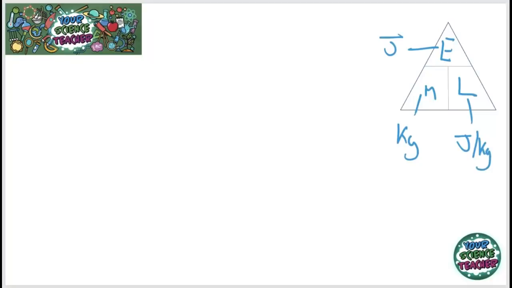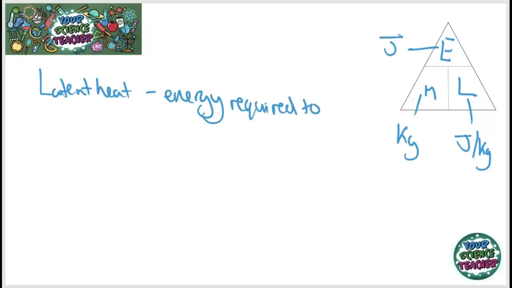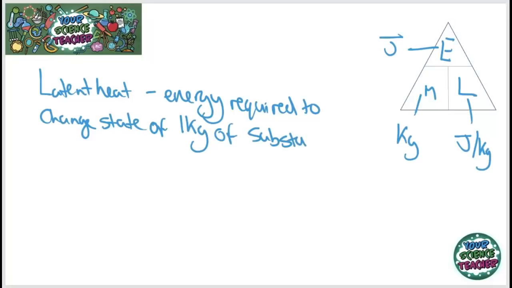Now, what latent heat actually is, if you want the definition, is the energy required to change the state of 1 kilogram of substance. Now, there are 2 latent heats. There is the latent heat of vaporization, which is going from a liquid to gas or gas to liquid. And there is also the latent heat of fusion, and the latent heat of fusion is going from solid to liquid or liquid to solid.